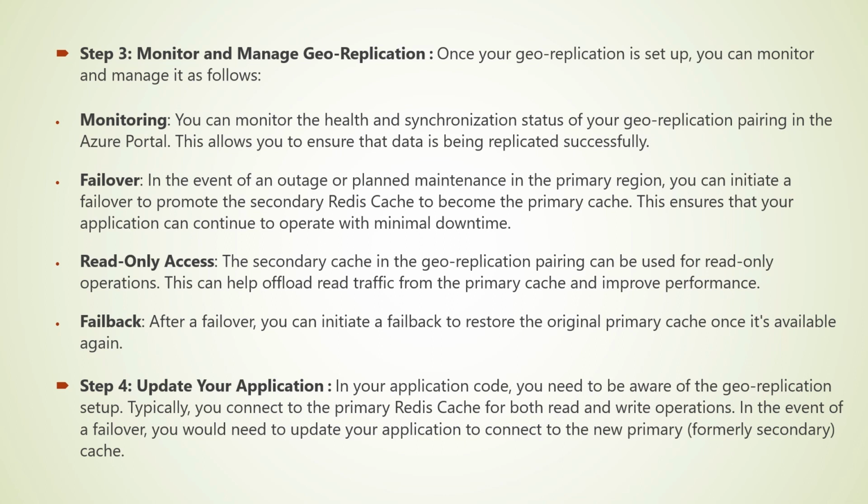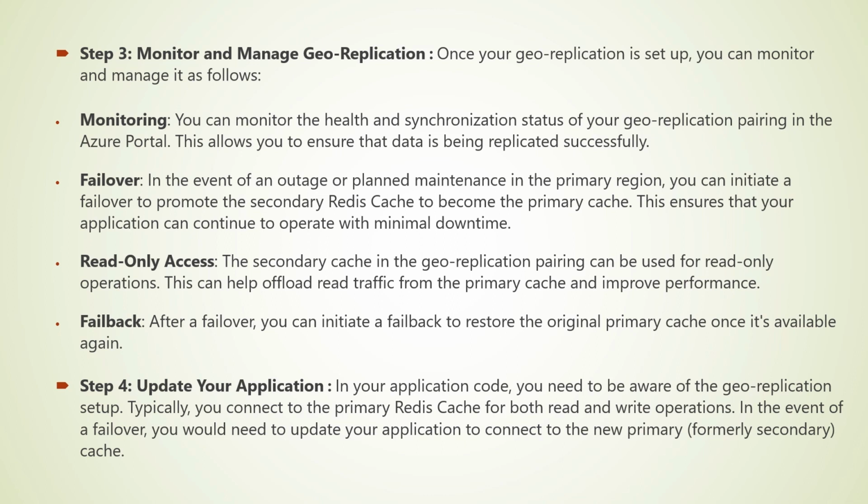Failover. In the event of an outage or planned maintenance in the primary region, you can initiate a failover to promote the secondary Redis cache to become the primary cache. This ensures that your application can continue to operate with minimal downtime. Read-only access. The secondary cache in the Geo-Replication pairing can be used for read-only operations. This can help offload read traffic from the primary cache and improve performance. Failback. After a failover, you can initiate a failback to restore the original primary cache once it's available again.